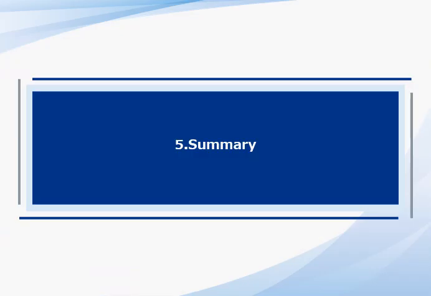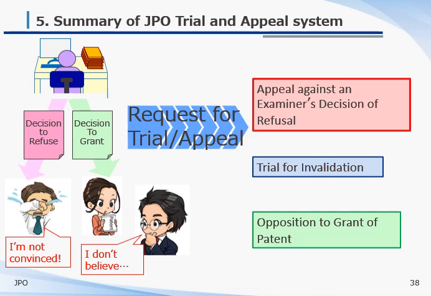I would like to summarize today's session before closing. I have introduced and explained the trial and appeal systems of the JPO. In the first section, the roles of T.A.D. were explained in relation to examination departments and courts. As a result of examination at the JPO, a decision to refuse, or a decision to grant, registration is issued. In trials and appeals, administrative judges review the appropriateness of examiners' decisions. Or, administrative judges determine the validity of rights.